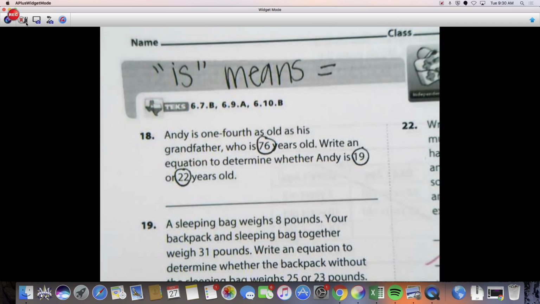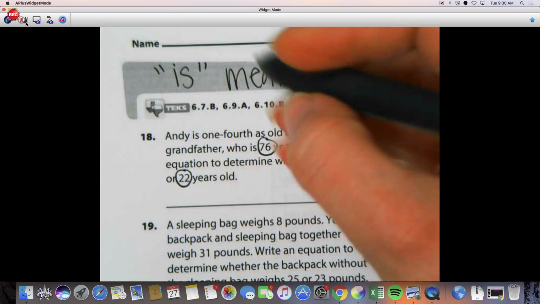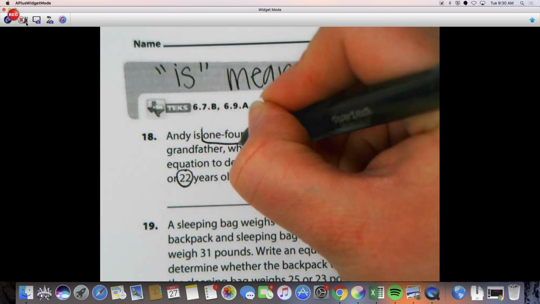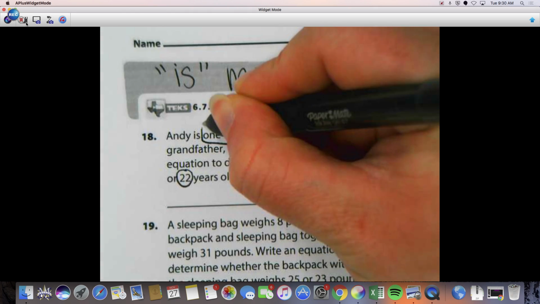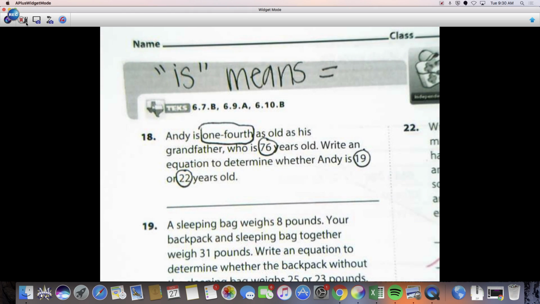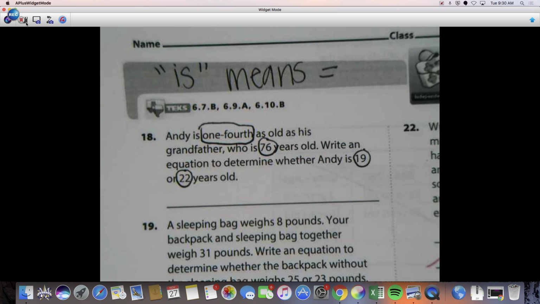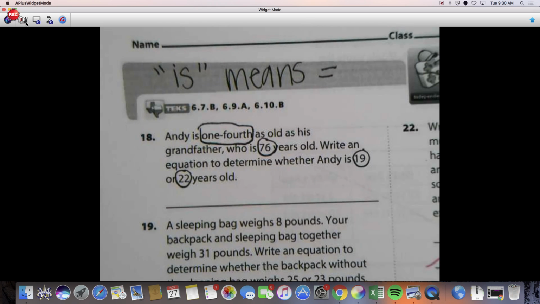Am I done? 1/4. No, I'm not. I've got to circle 1/4. Even though it's written as a word, it's still a number. Two of these numbers right now are not important because at the very end, they basically are asking us whether the answer is going to be 19 or 22. But right now, we don't need to do anything with that. We just leave it alone, okay? So we can leave 19 and 22 alone for now.